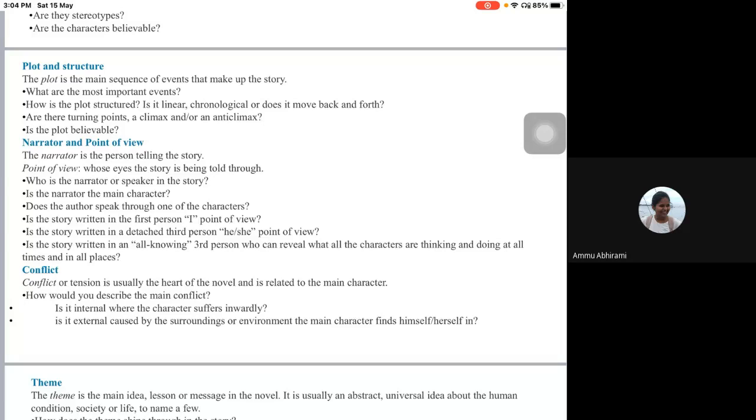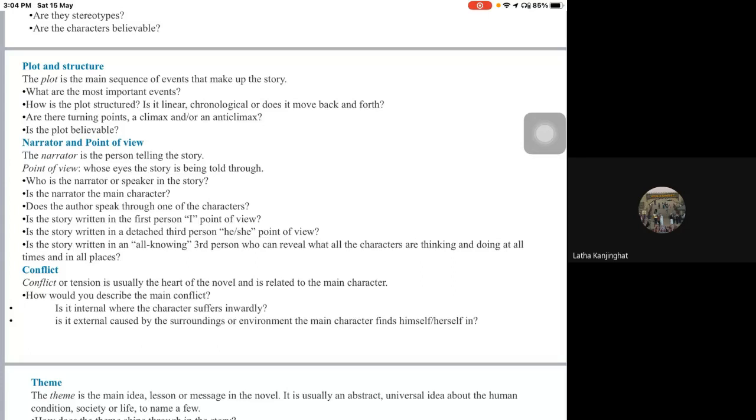Ma'am, there are many narrators, ma'am. Nelly is a narrator. Yes, Nelly is a narrator. And actually, Lockwood also, of course, and Catherine's diary. Exactly, all of these are narrators there.